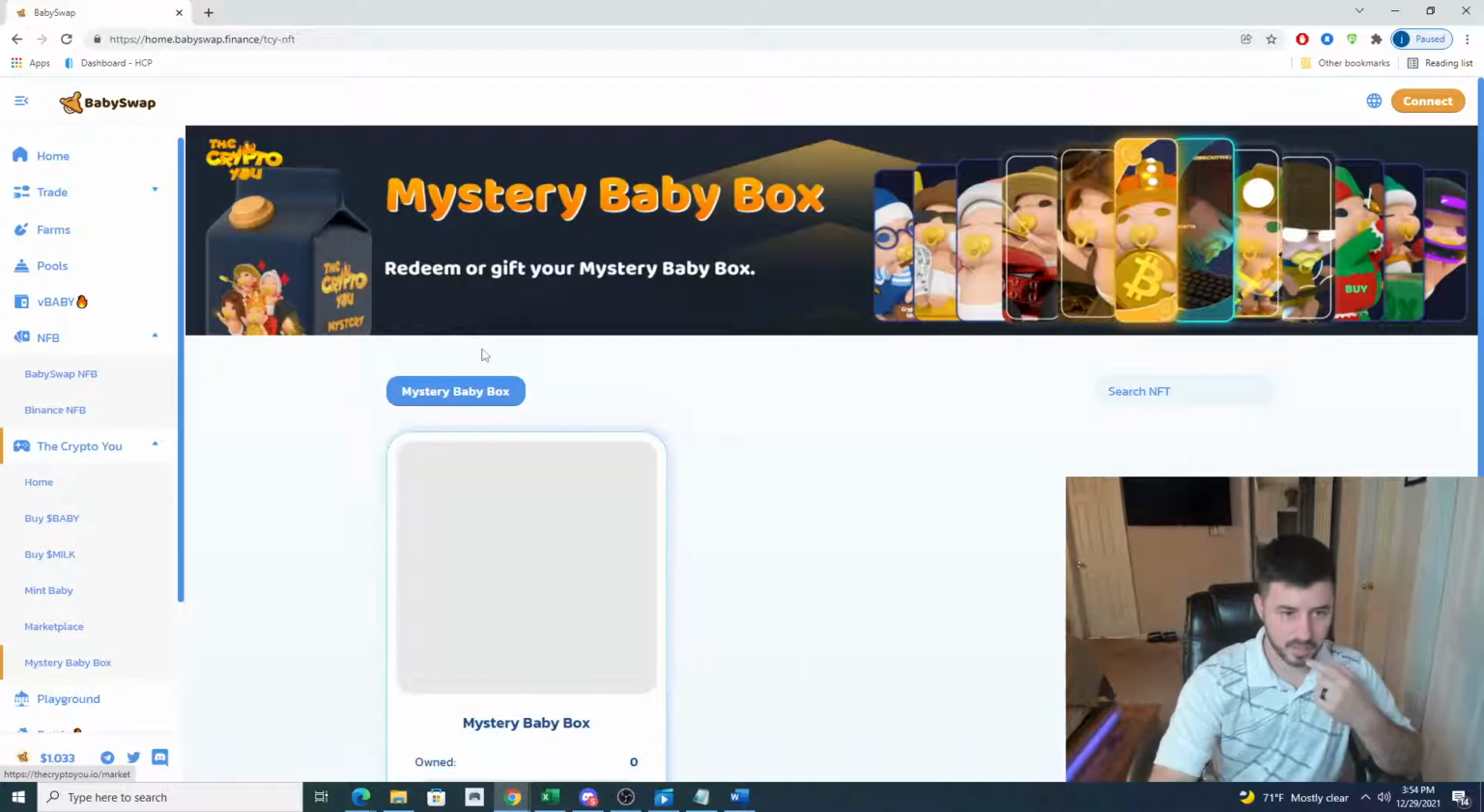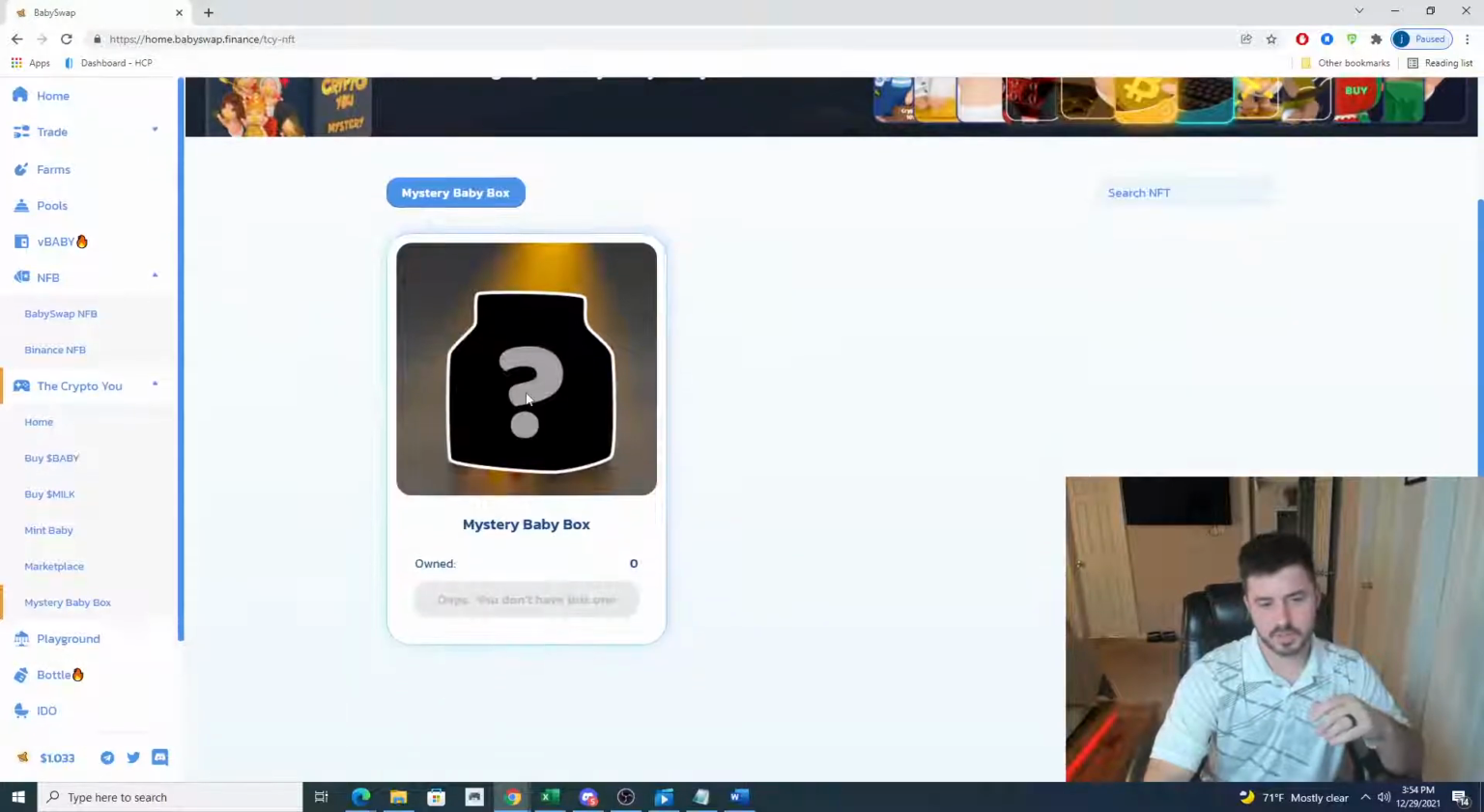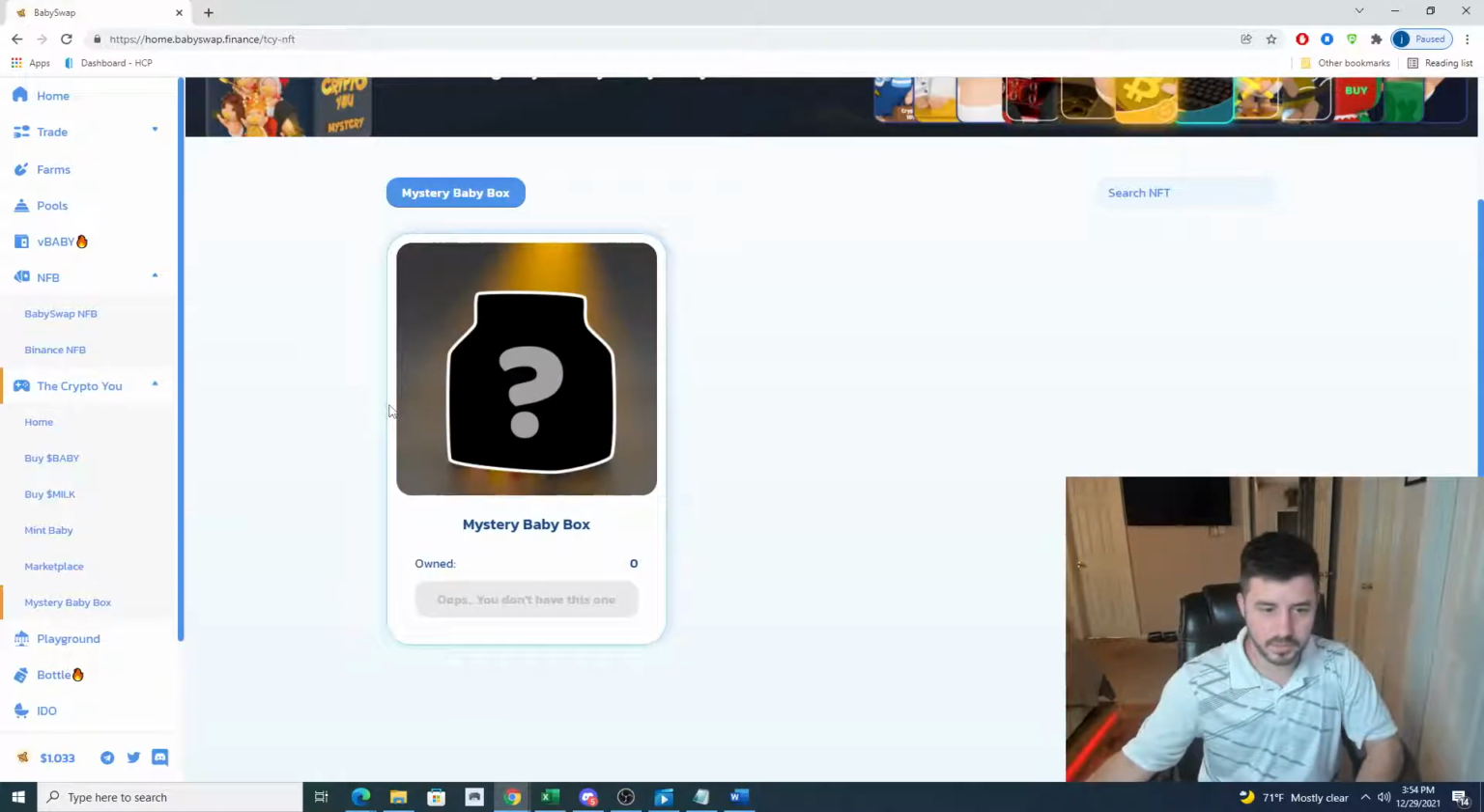The mystery baby box. I believe they do airdrops, and if you receive this, you'll come here, you'll look in your wallet, and you'll see that you received it, and you can come here and you can redeem it. This will be where you redeem all your mystery baby boxes. I haven't ever received one, so I don't know really what's in it. I want to say that there's some NFBs in it.